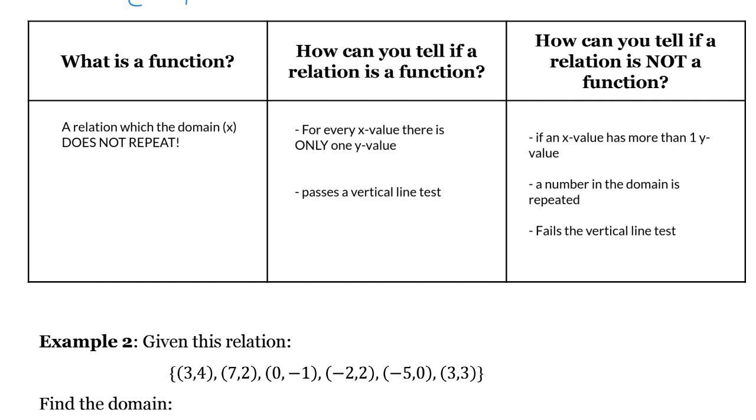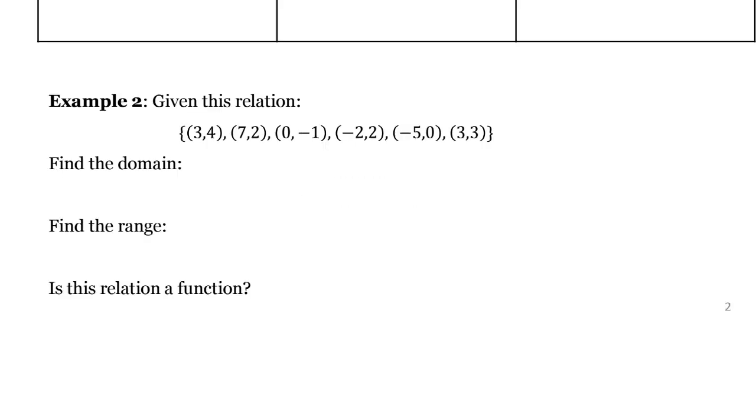So the first two kind of say the same thing. If the x value has more than one y value, we'll show you what a function map looks like, and that's what that really relates to. If a number in the domain is repeated, given the next example, we'll see what that is. And then the vertical line test is if given a graph, what that means. Okay, so we'll keep on practicing this, but let's just keep on going on to example 2.